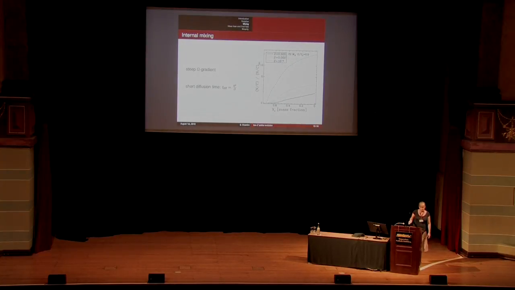When you talk about rotation, you expect, of course, mixing inside the star. And of course, when you have a very steep omega gradient, you expect the mixing to be strong. And at low metallicity, you also have a short diffusion time, because the diffusion time is roughly the square of the radius over the diffusion coefficient. And the star is very compact, so you expect a short diffusion time. So you expect mixing, and you expect it earlier during the main sequence than for higher metallicity stars.